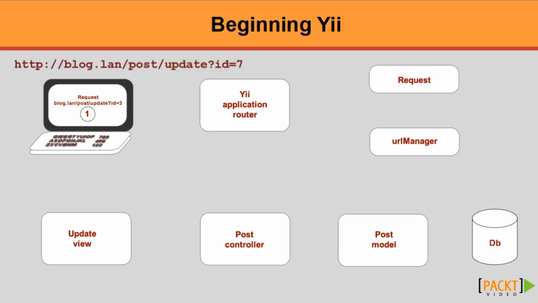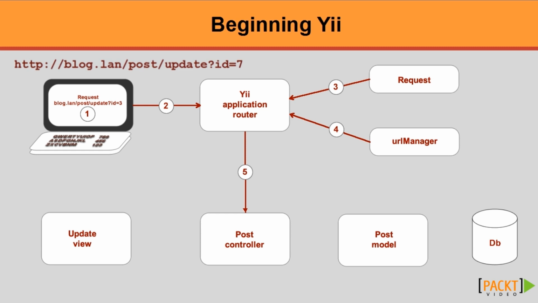The index.php file is loaded, and this calls the Yii application component router. The router calls a component called request to obtain detailed information about the user's request. The application router then calls the URL manager to determine the controller ID and the action ID requested from the URL. The post controller is loaded in this example, and the function actionUpdate is called with the parameter ID=7.